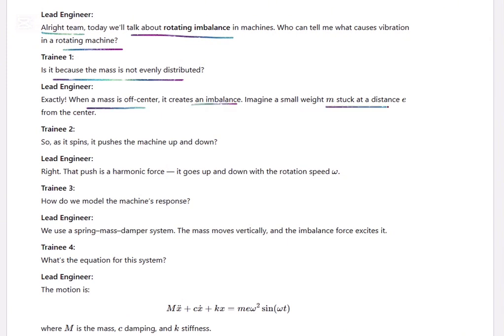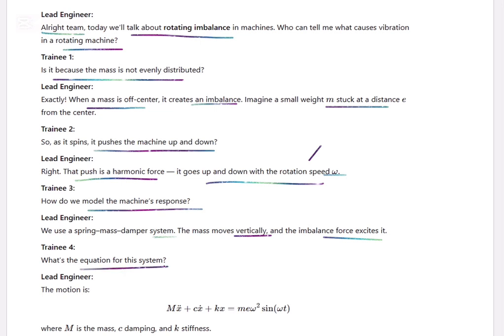Imagine a small weight stuck at a distance e from the center. As it spins, it pushes the machine up and down. That produces a harmonic force. It goes up and down with rotation speed omega. How do we model the machine's response? We use a spring mass damper system. The mass moves vertically and the imbalance force excites it. So what's the equation for this system?